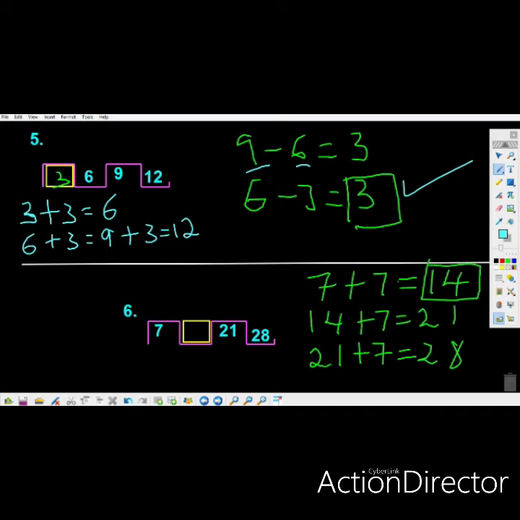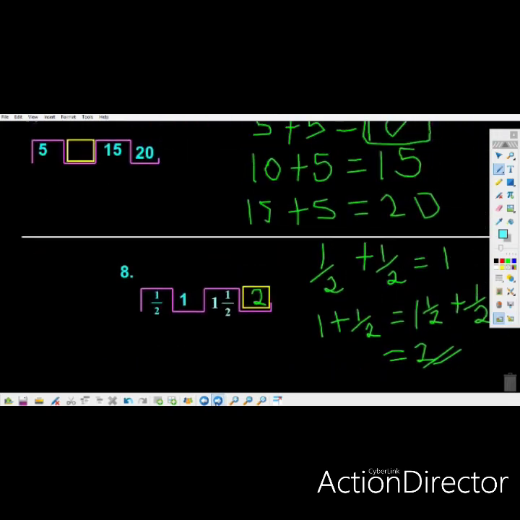Now here our initial is 7. How do we get this particular number? It's simple. We can as well say 21 minus 7 is equals to 14. So the missing number here is 14. Right, so 7 plus 7 will give you 14. 14 plus 7 will give you 21. 21 plus 7 will give us 28. So now let's proceed to the next slide.